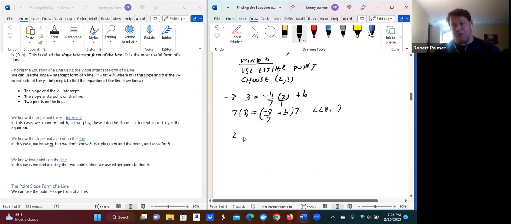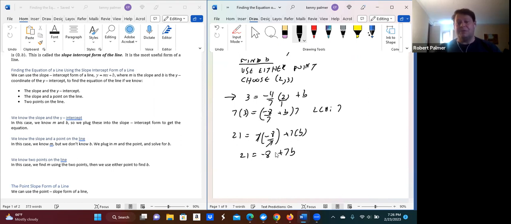So this side will be 21. Here, 7 times negative 8 sevenths plus 7 times b. Here the 7s cancel out. I have 21 is equal to negative 8 plus 7b. And now I have an equation with no denominators. I'll just solve this for b.